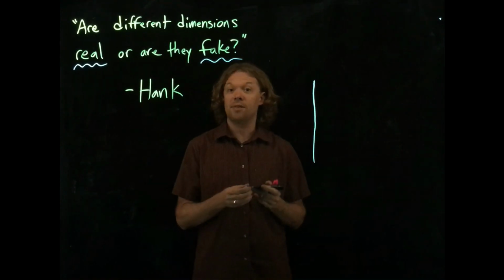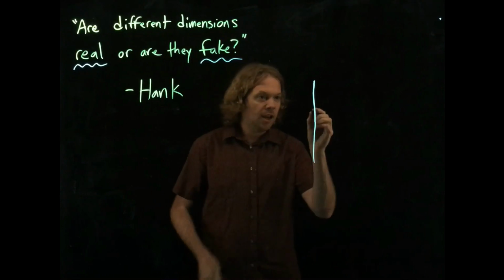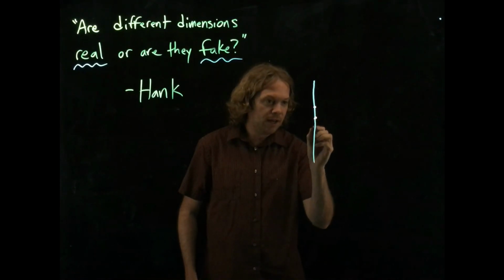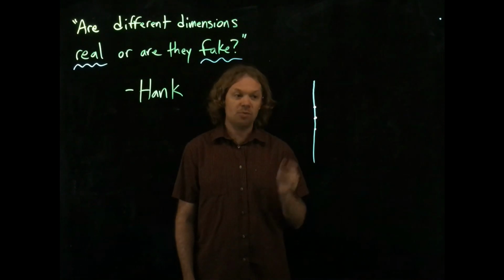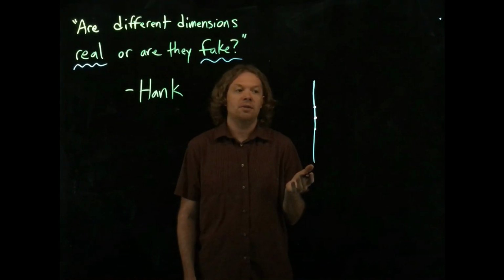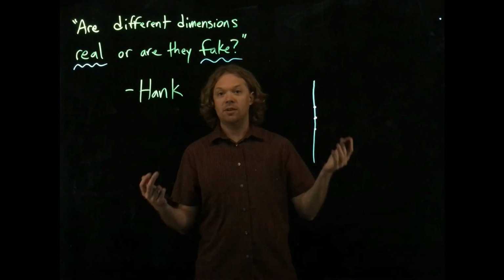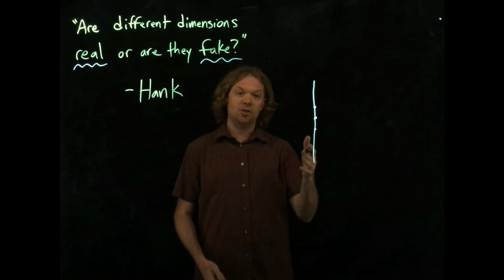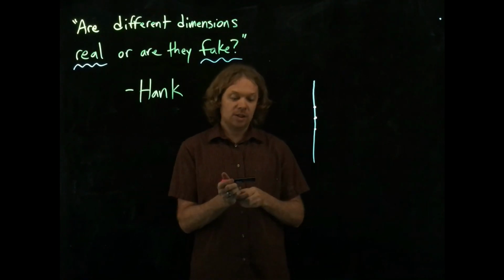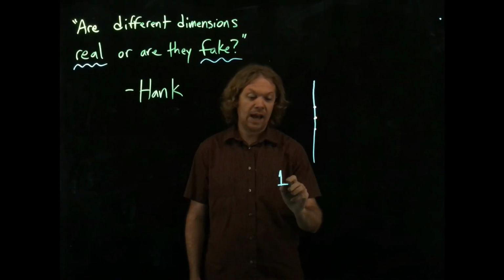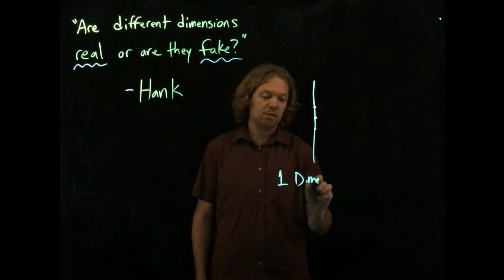So let's pretend we live on this line. We are little tiny dots and we live right on this line. What direction can we move in if we live in this line? Only up and down, right? Up or down. And of course, up is just the opposite of down, so this is just one direction, going up or down. That means this line has only one dimension.